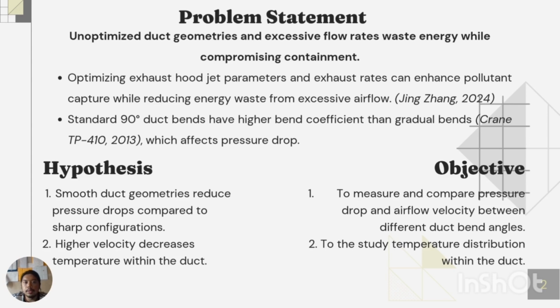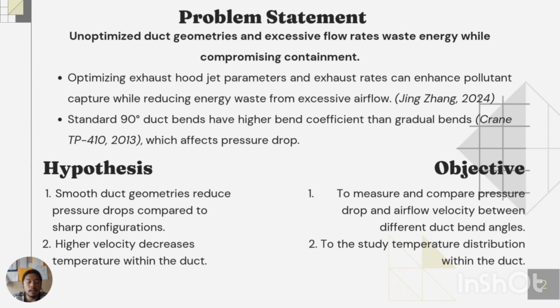Optimizing exhaust hood jet parameters and exhaust rates can enhance pollutant capture, while also reducing energy waste from excessive airflow, based on a study in 2024. And based on a guideline book in 2013, standard 90-degree duct bends have higher bend coefficients than gradual bends, which affects pressure drop. We hypothesize that smooth duct geometries reduce pressure drops compared to sharp configurations, whilst higher velocity decreases temperature within the duct.